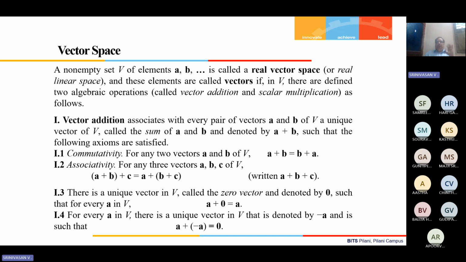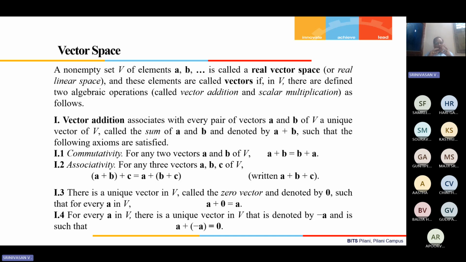And these elements, of course, if in V there are defined two algebraic operations, as I just mentioned, vector addition and scalar multiplication. That is a multiplication of a vector with a scalar. Vector addition is as follows. Vector addition associates with every pair of vectors A and B of V a unique vector of V called the sum. That is, here it is actually talked about the closure property.